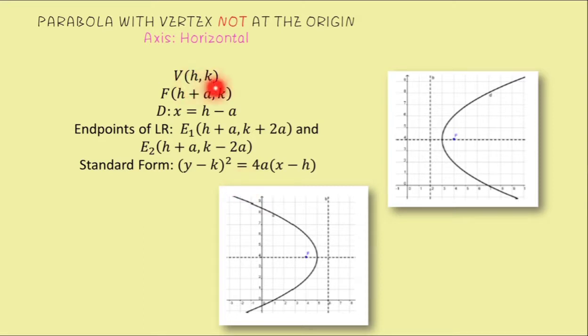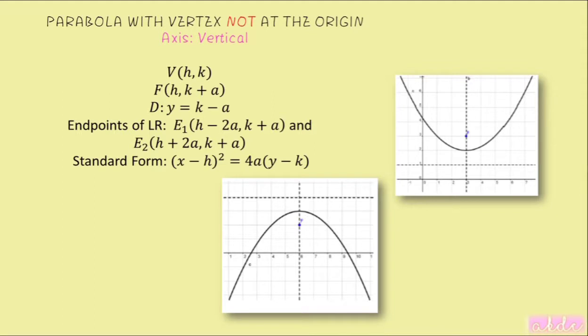and the vertex is at (h, k), we have focus at (h plus a, k), directrix is at x equals h minus a, endpoints of latus rectum are at: endpoint 1 is at (h plus a, k plus 2a), and endpoint 2 is at (h plus a, k minus 2a). And the standard form is given by the quantity y minus k squared equals 4a times the quantity x minus h. So this is the pattern that we are going to use if our parabola is not at the origin and the axis is at horizontal.